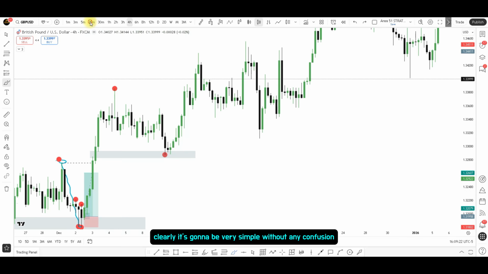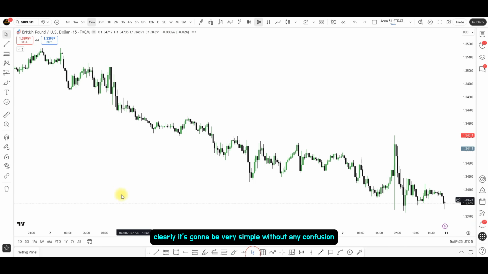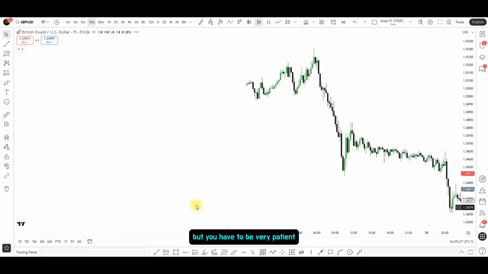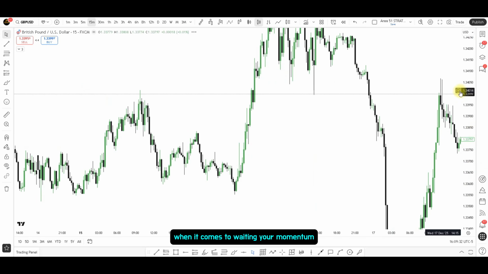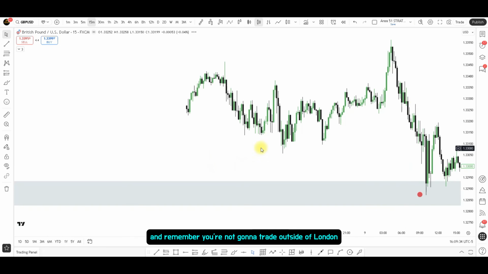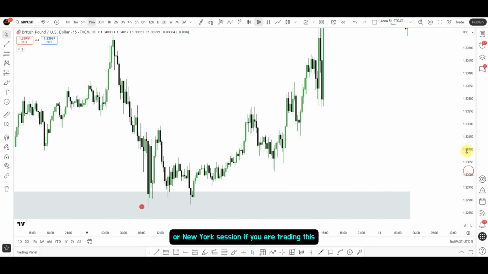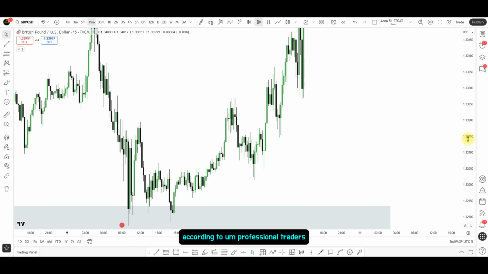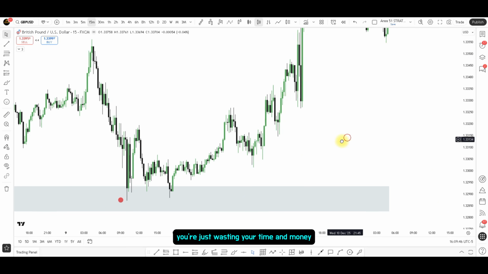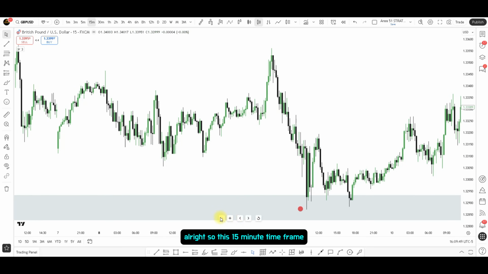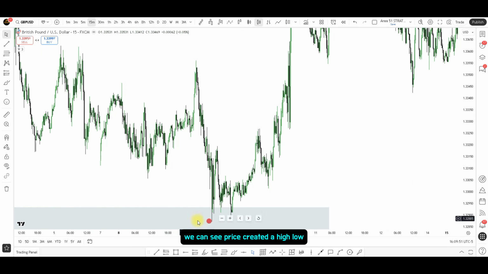So if I go to the lower time frame on this, clearly it's going to be very simple without any confusion, but you have to be very patient when it comes to waiting for your momentum. And remember, you're not going to trade outside of London or New York session. If you are trading this during Asian session, according to professional traders, you're just wasting your time and money.